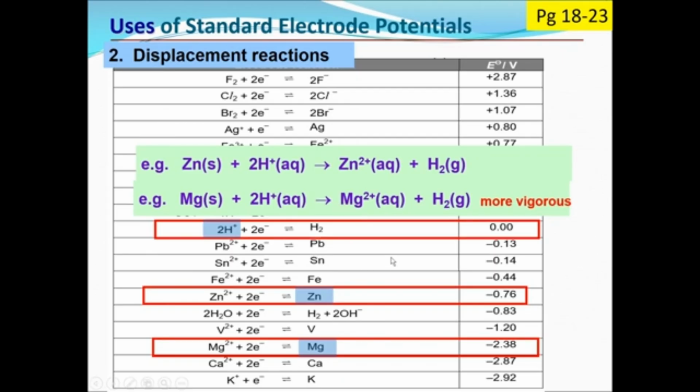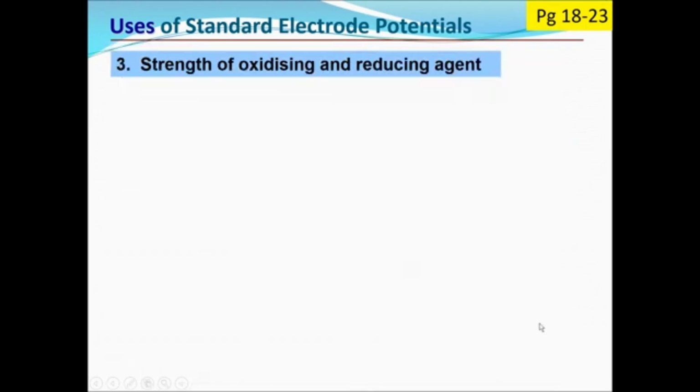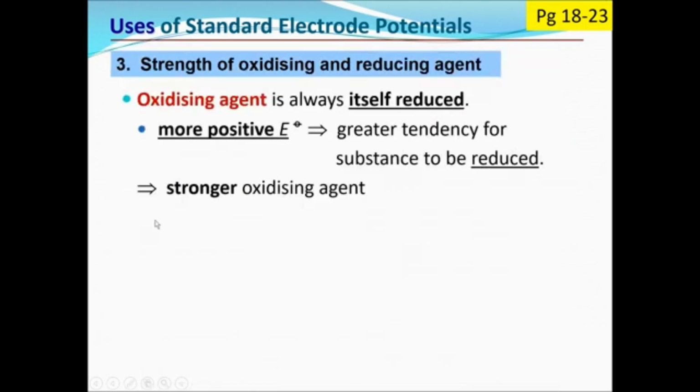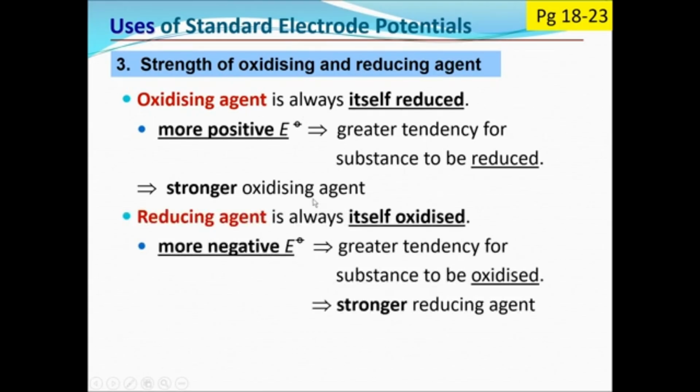Before we go to the work example, let's look at one more concept: the strength of oxidizing and reducing agents using the same table. The oxidizing agent itself would be reduced, so they are all found on the left-hand side of the table. That's something we all want to take note of. The reducing agent itself is oxidized and is found on the right-hand side.